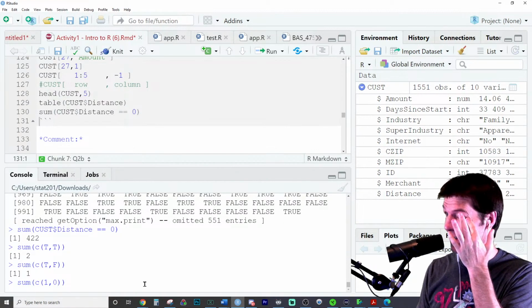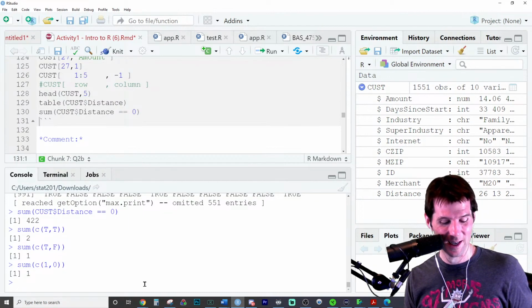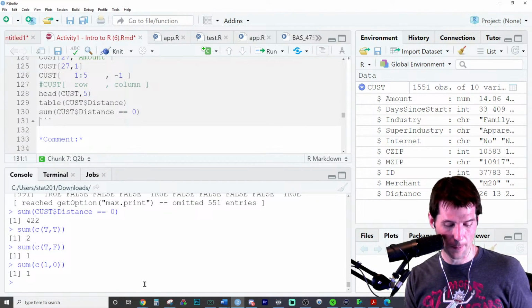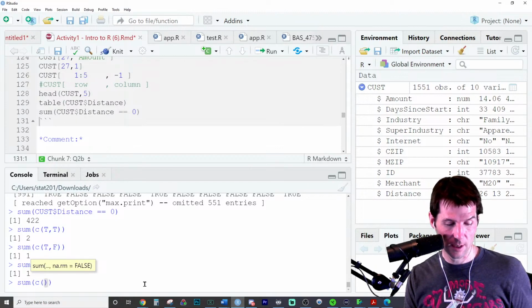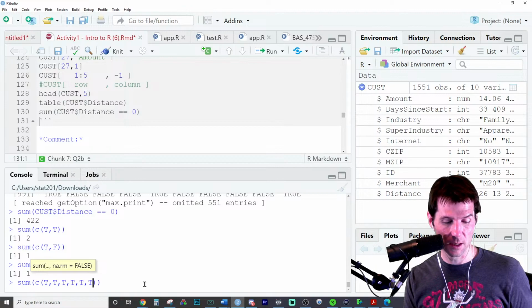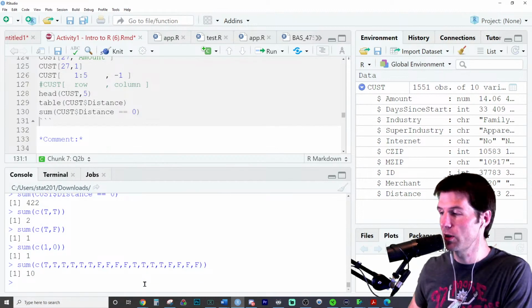Ones and zeros. R sees it as ones and zeros. So if you have a vector right here, you could find out how many trues are in it. Like here's a vector, and we could find out how many trues are in it. Let's say there's a whole bunch of trues and falses. You could find out how many trues are in it just by summing it up, and there's 10 trues inside of it.